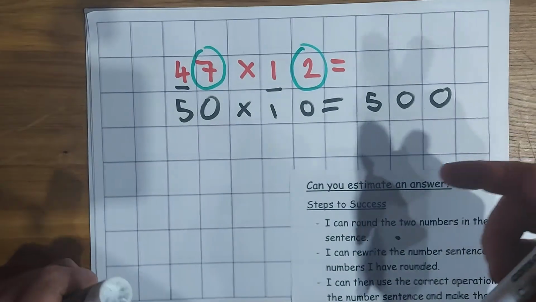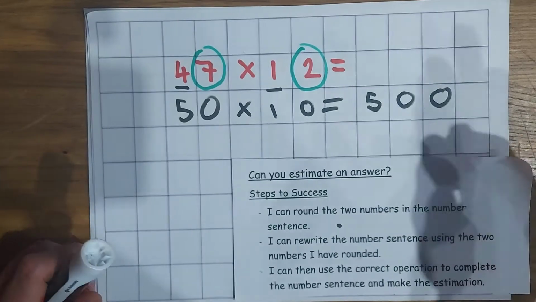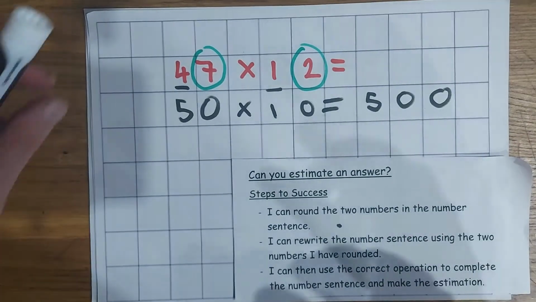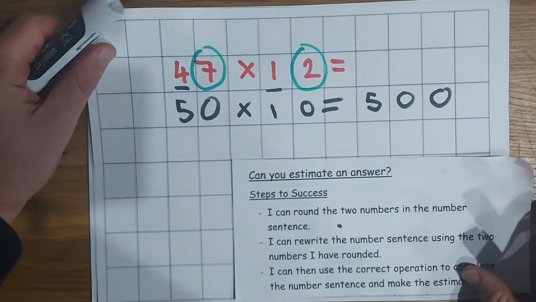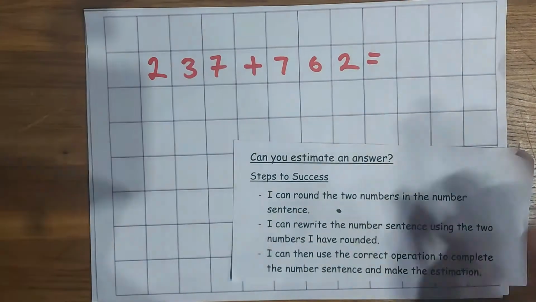I can also use this to check my answers are reasonable. Remember we talked about that when we were doing adding and subtracting. So I can also use estimating to check that my answers aren't ridiculous or silly, that they make sense. They're in the right kind of what we call ballpark.